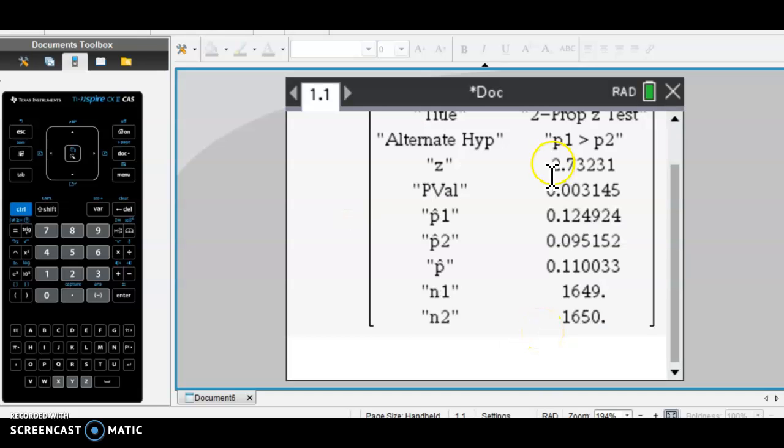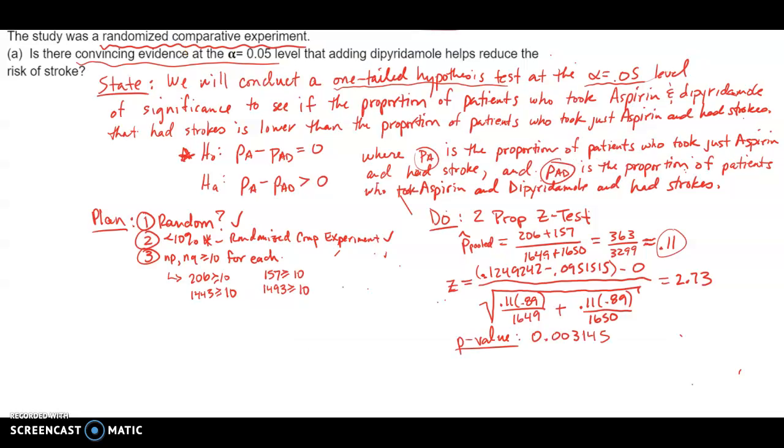That spits out, there's our z-score, so that kind of confirms that little calculation we did. And then here's your p-value. And again, it does give you the p-hat pooled down here if you wanted that. But this is the thing that we're interested in so that we can go make a decision on our null hypothesis for our test. So p-value equals 0.00314.